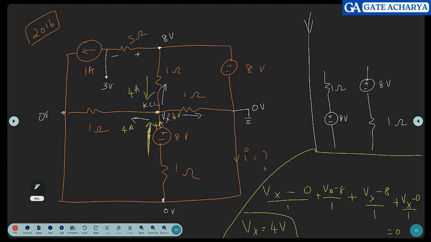And how about here? Here it is not there. So here it will be 4 and 4 coming in, 4 and 4 going out. So the current here will be 4 amps coming, goes inside. Sorry, madam. This one.